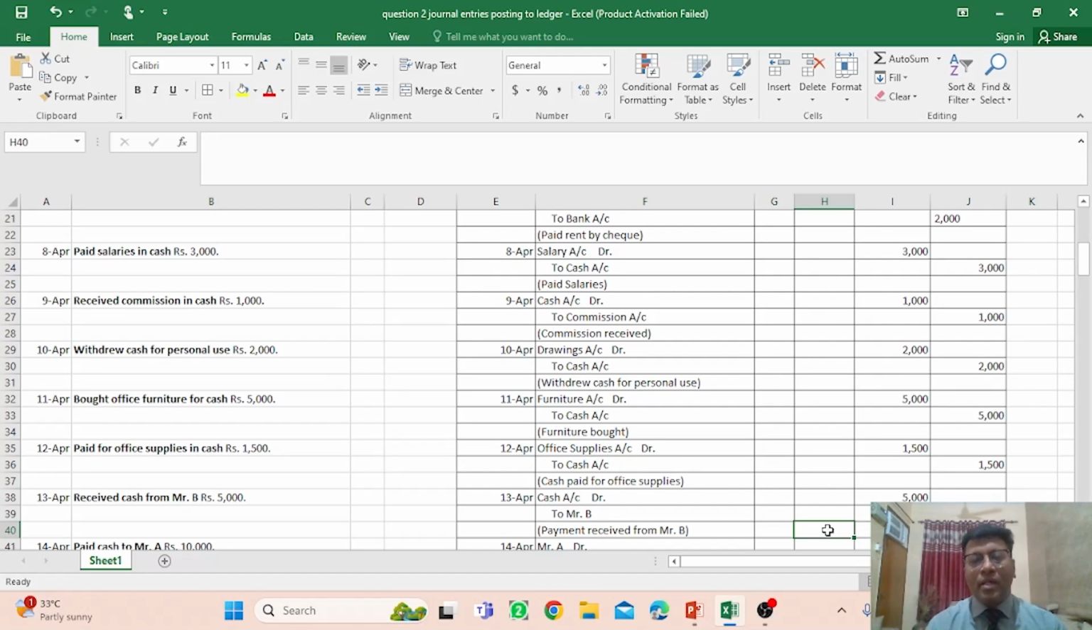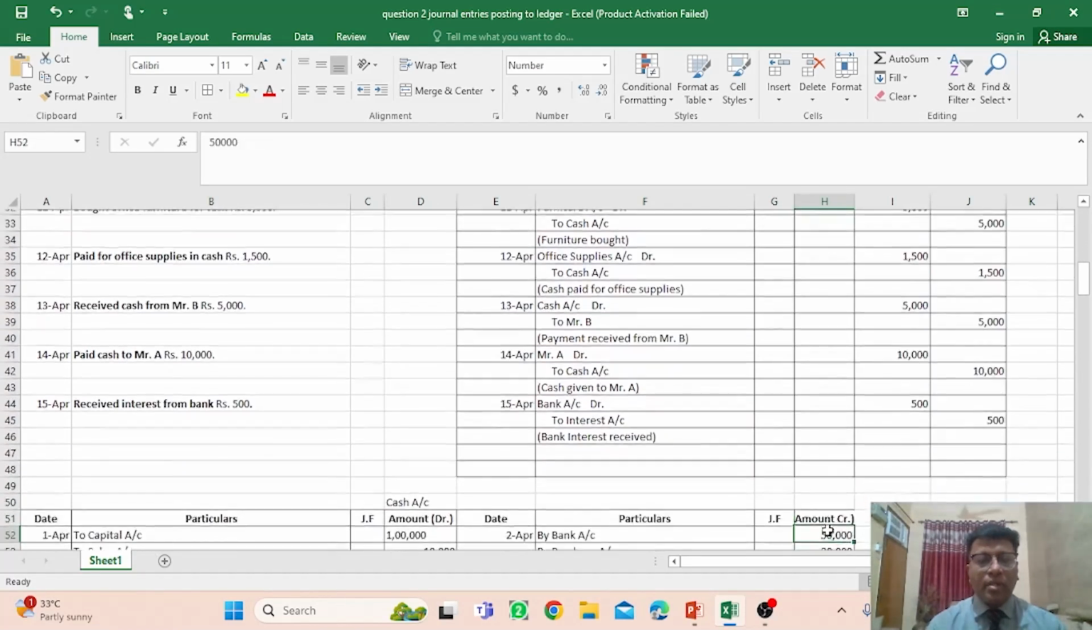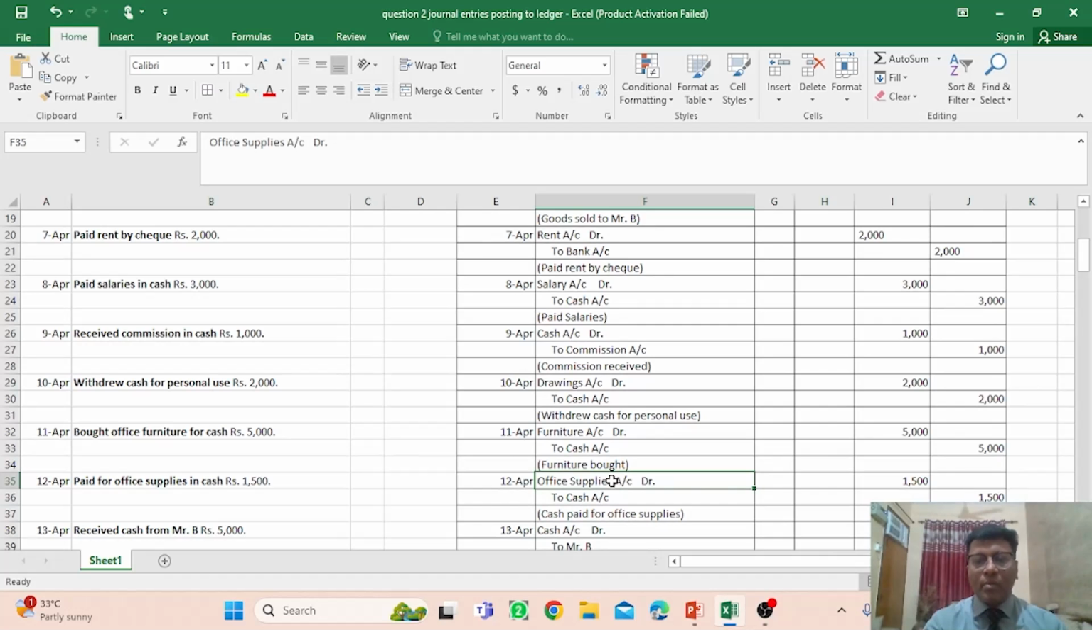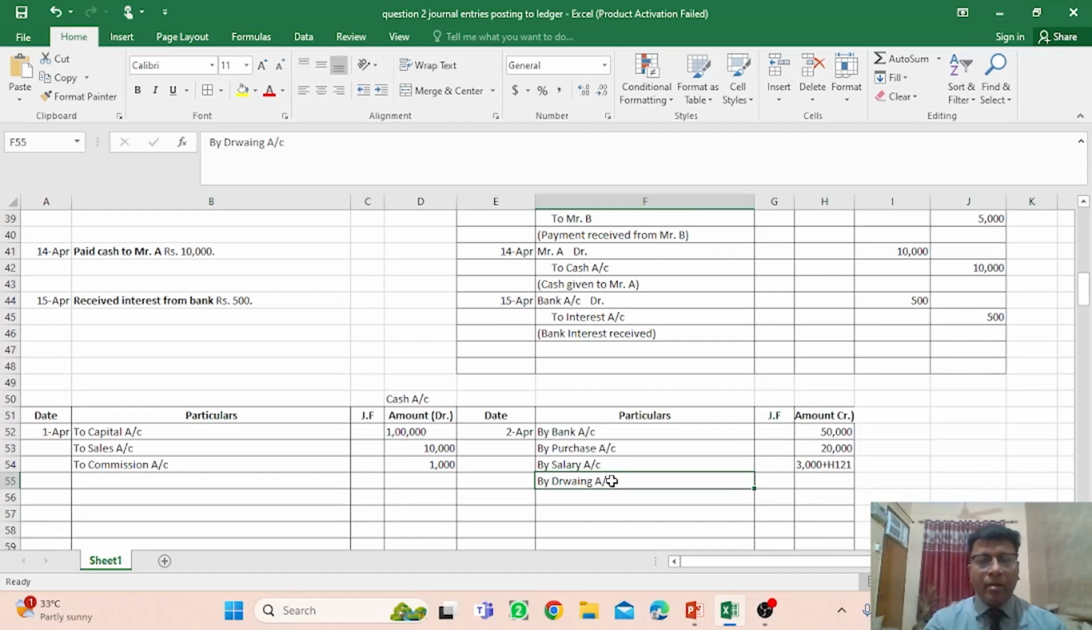Another transaction on April 10th, you find that drawings account debit to cash 2000. Drawing account debit to cash. Okay, by drawing account, right? And what was the amount? 2000. So cash account 2000, and I think it was the mistake, so we just make it correct, right? And 3000. Okay, and drawing was credited in the cash account rupees 2000.